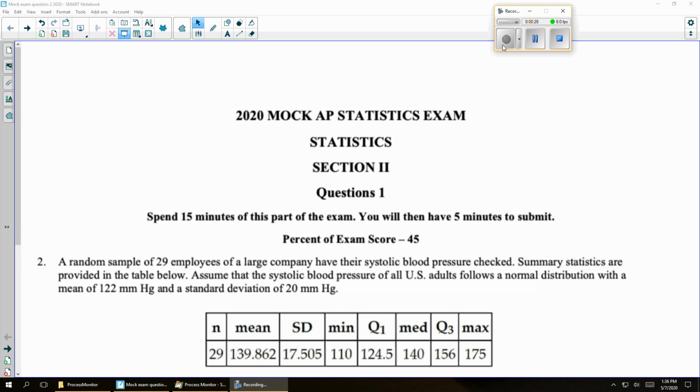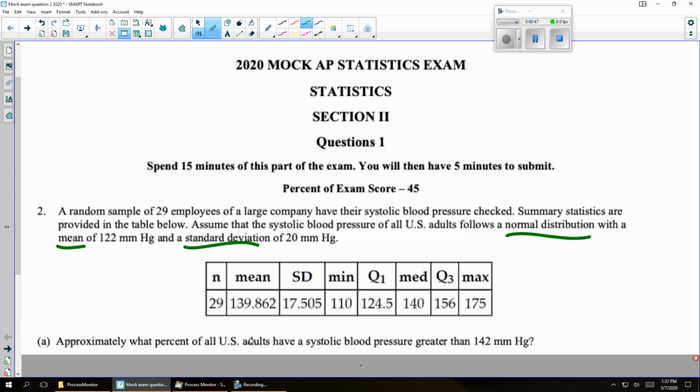Always start by reading the question and seeing what you've got, and I would recommend doing things like this as you read through it, where you've underlined normal distributions and you've got some stuff. Read with a pencil in your hand as you go through it. And so the first question says, approximately what percent of all U.S. adults have systolic blood pressure greater than 142?